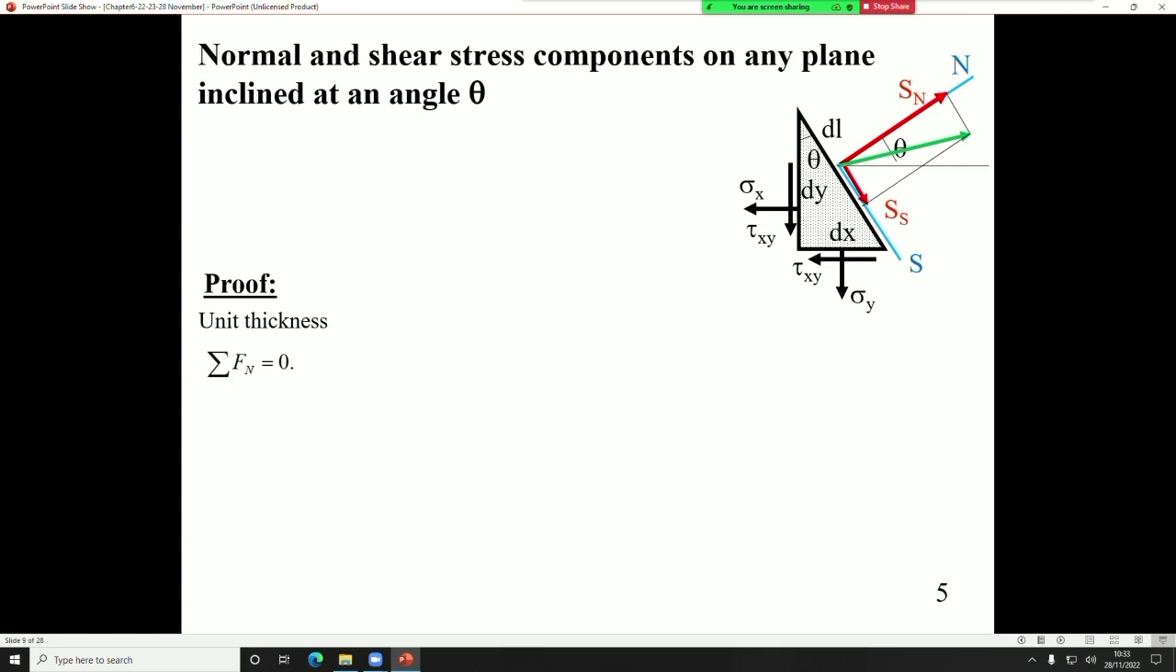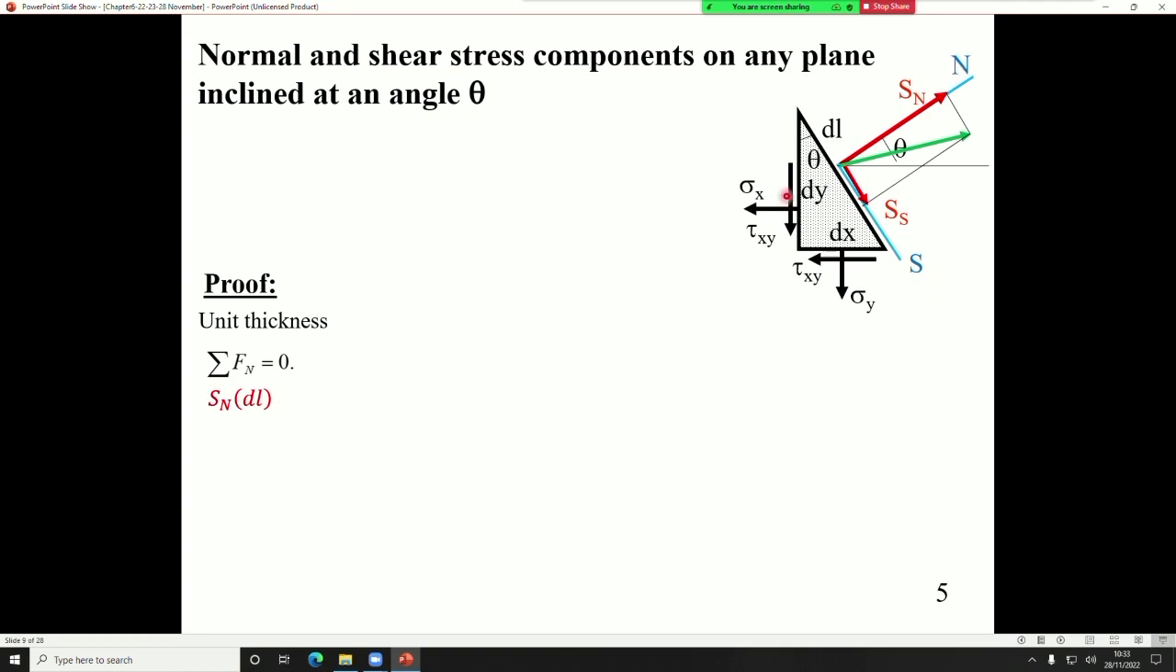So this element is in static equilibrium. So if this length is equal to dl and the depth is equal to unit, therefore I can say the force is Sn multiplied by dl. So our objective is writing the summation of the forces in the normal direction equal to zero, summation of the forces in the shear direction equal to zero, in order to find relations for Sn and Ss in terms of these three stress components. So Sn multiplied by dl, multiplied by 1, or delta Z, gives me the force applied on this plane in the n direction.